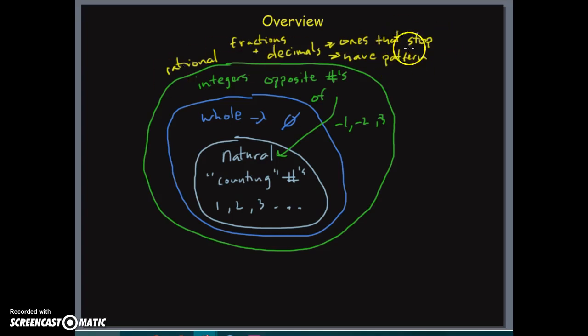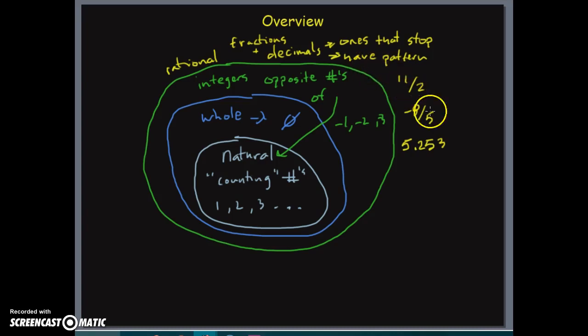So what does that look like? Well, obviously fractions would be like, 11 over 2 or -8/5. These are fractions, right? And then decimals that stop would be like 5.253, right? So eventually it ends. It doesn't go on forever.